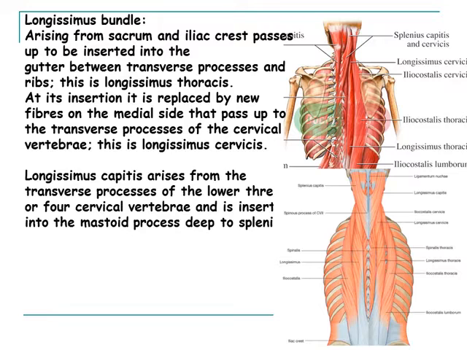Then longissimus capitis arises from the transverse process of the lower four cervical vertebrae and is inserted into the mastoid process, deep to splenius capitis.